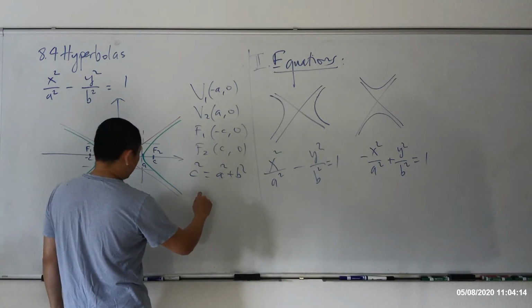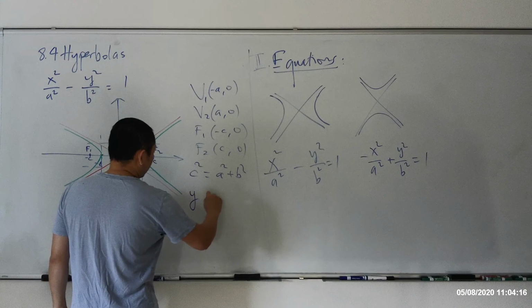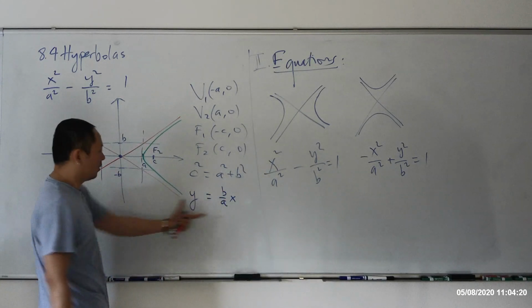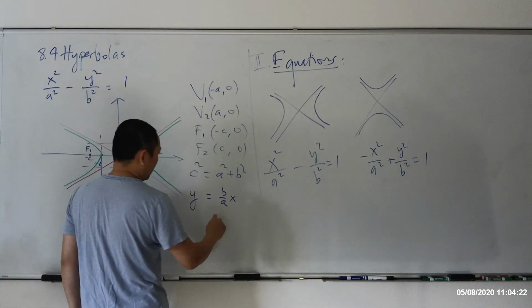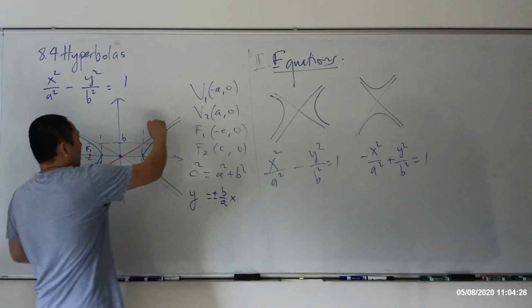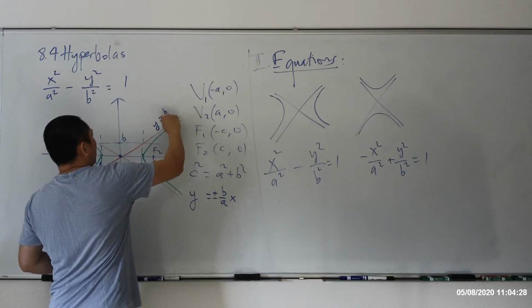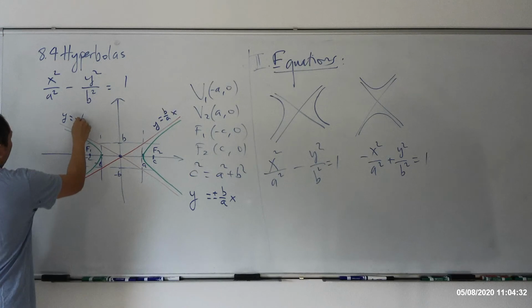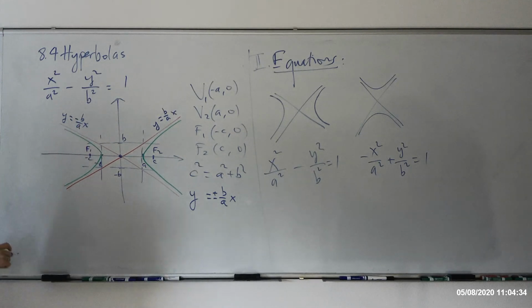So the two equations are this: y is equal to b over a x, because it's going through the origin. So no x1, y1 in here, and then plus or minus to indicate that this line right here is y equal to b over a x, and the other line right here is y equal to negative b over a x.